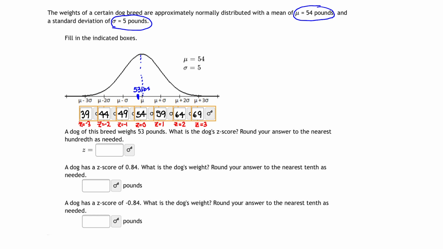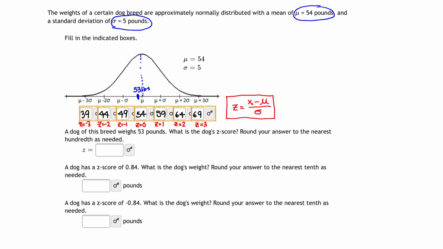Well, we have a formula that allows us to find z-scores. z is x minus the mean divided by the standard deviation. How does that pertain to what we're doing? Well, what we're doing says that z, the z value, will equal the dog's weight minus the mean weight over the standard deviation. This is the formula we can use to solve this first question.